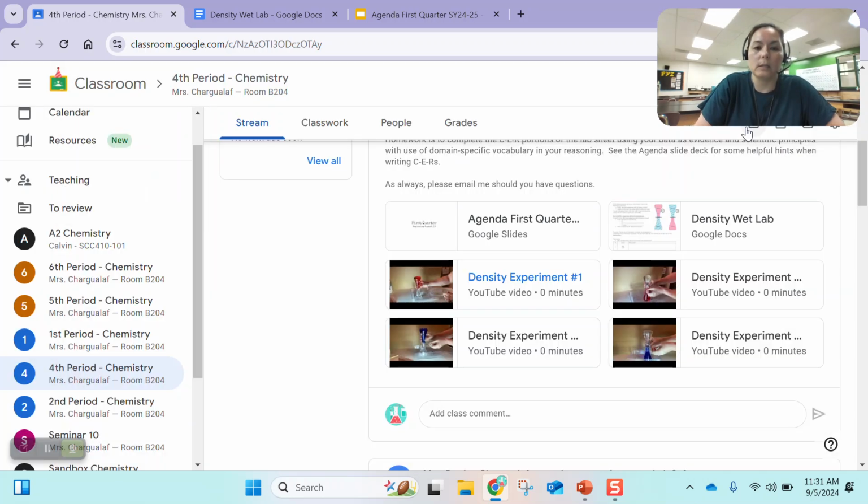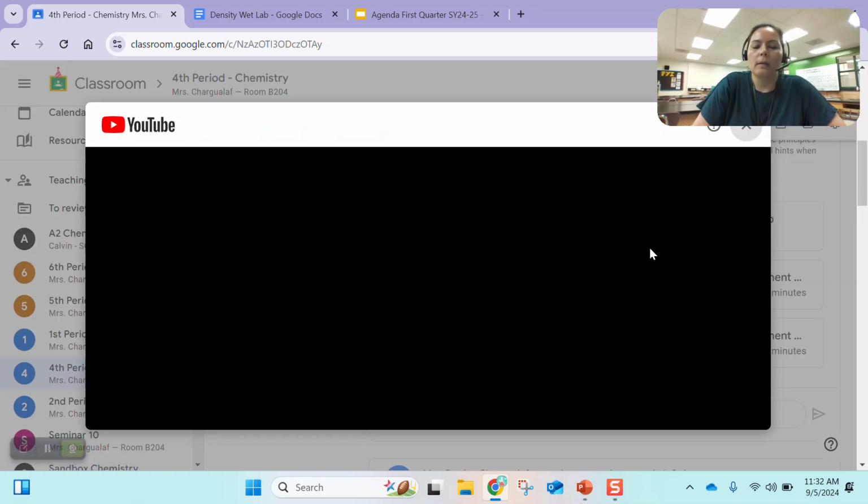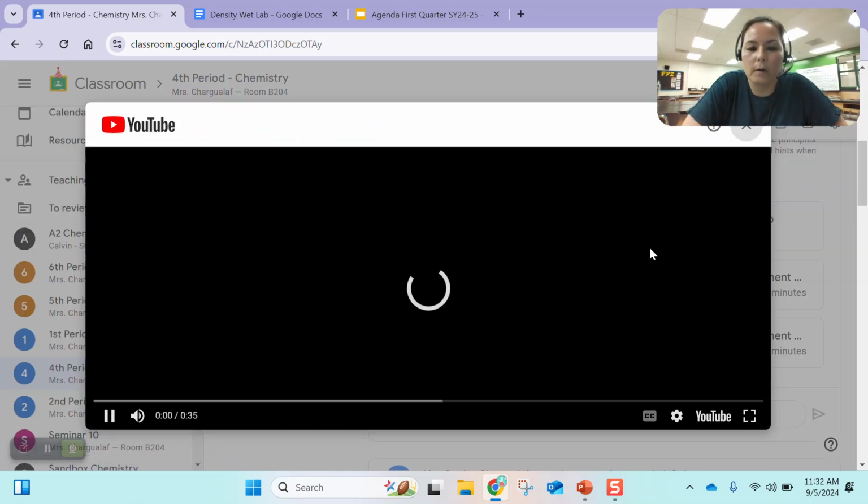Let's look at experiment number 2. This is cold water on top, hot water on bottom.